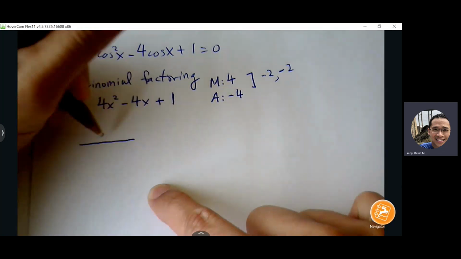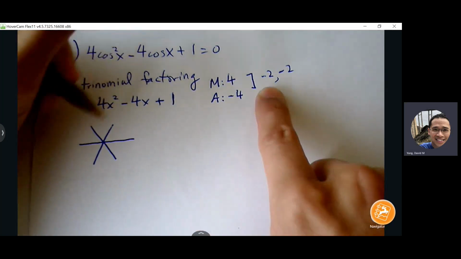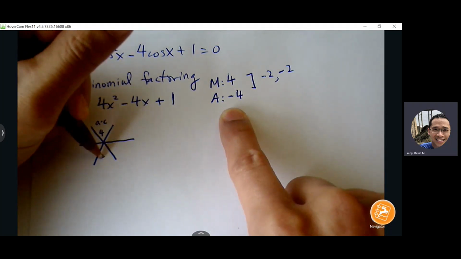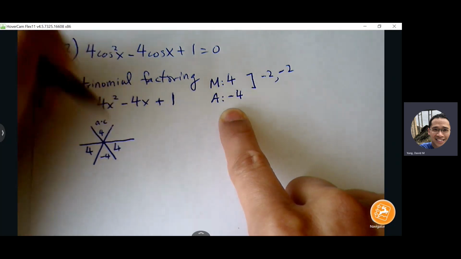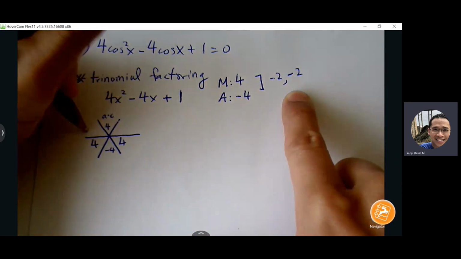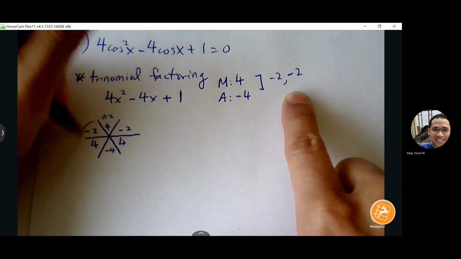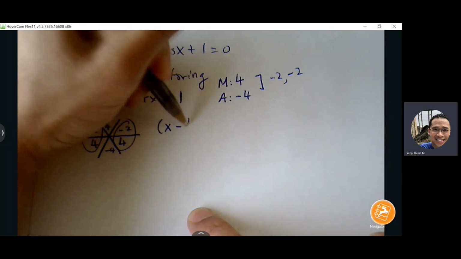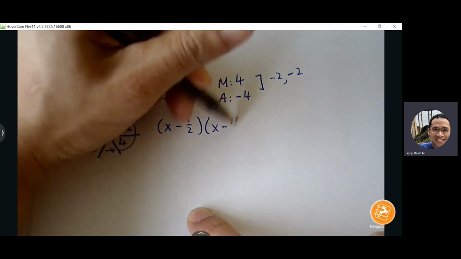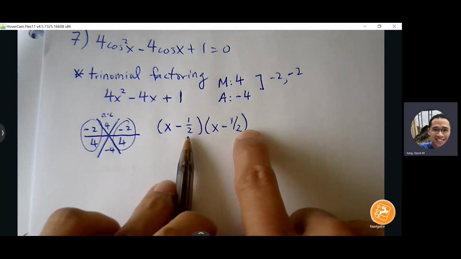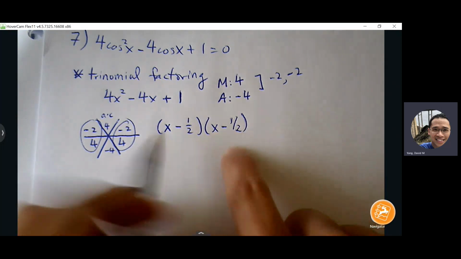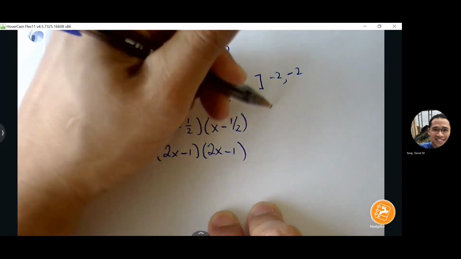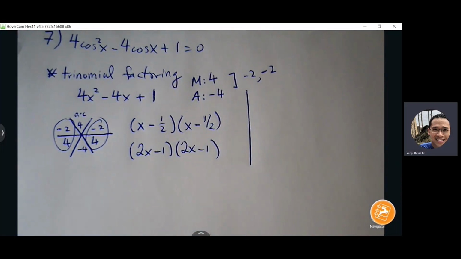So if I go through star method here, a times c is 4. My b value is negative 4. I still have this leading coefficient that I have to involve here, and I can put negative 2 and negative 2. Okay, reduce. So that gives me x minus 1/2, x minus 1/2. And we can pull any remaining fractional value out in front. So that's one way to factor.